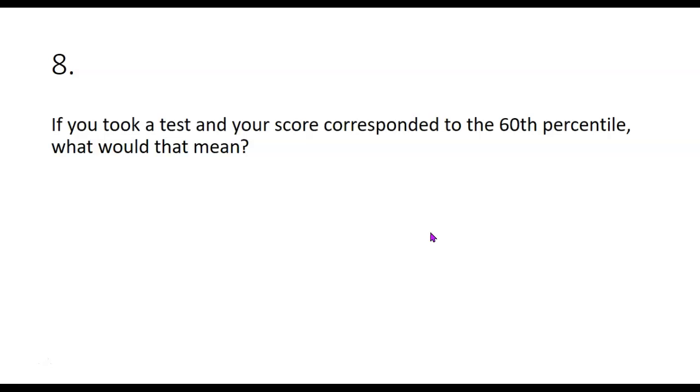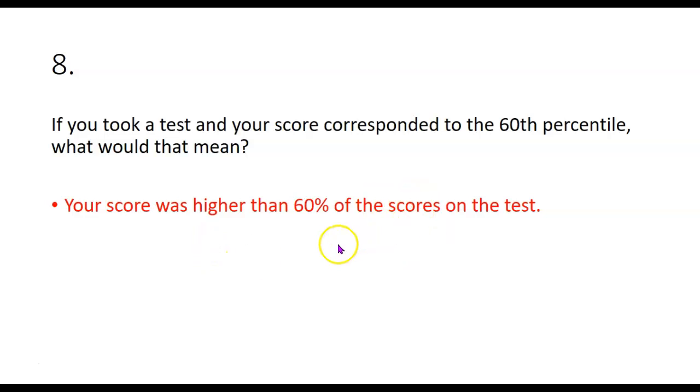If you took a test and your score corresponded to the 60th percentile, what would that mean? Does it mean you got 60% of the problems right? No. Does it mean you got 60 points? No. What it means is that your score was higher than 60% of the scores on the test. So the percentile refers to what percent of all the scores or all the data values that are below a particular value.